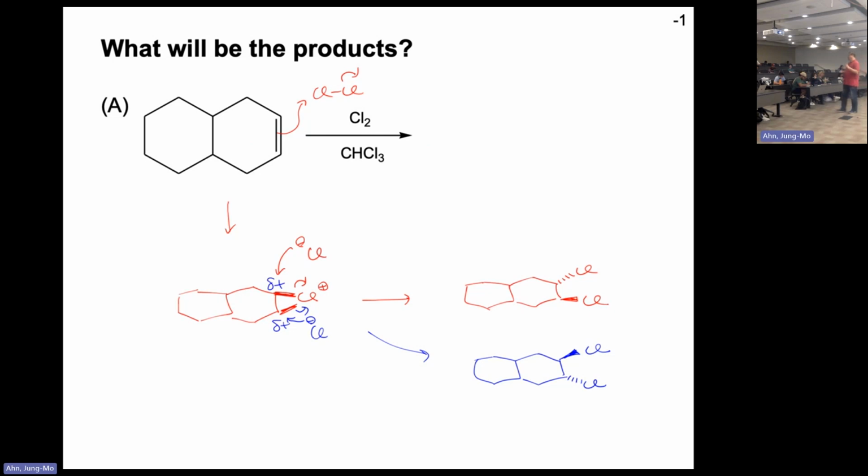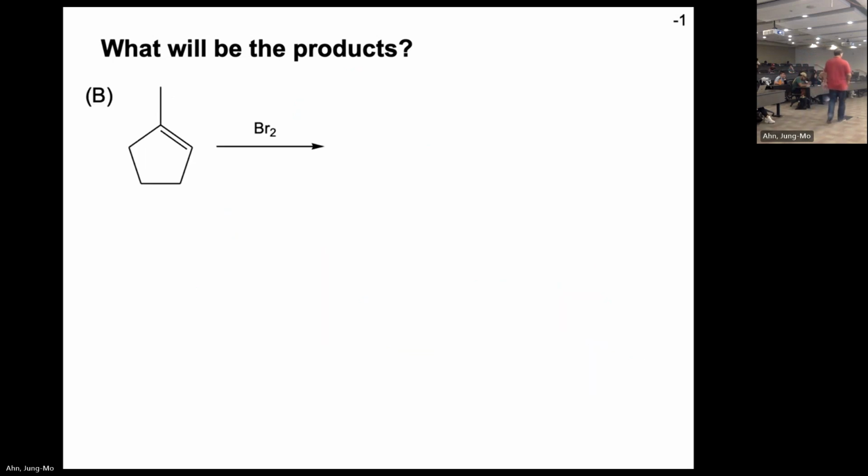You can show it the other way: chlorine, this one goes down, that one goes up, or this one up, that one down, but it doesn't matter. It has to be trans. In fact, both of those will form together, but you only need to show just one of them. That is kind of a simple one. That's very simple, except for the stereochemistry.